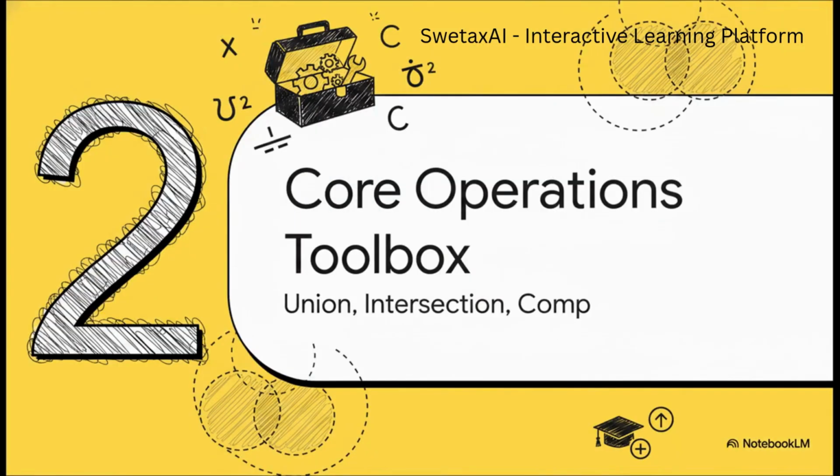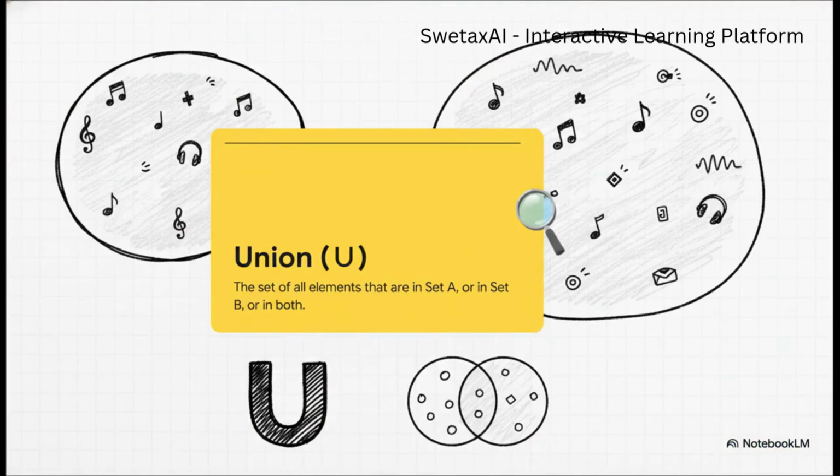All right, we've got the definition down. Now it's time to build our toolkit. These three core operations, union, intersection, and complement, are the things you'll actually use to work with sets. And let me tell you, for the exam, mastering these is completely non-negotiable. First up is the union. The symbol kind of looks like a big U, which makes it easy to remember.